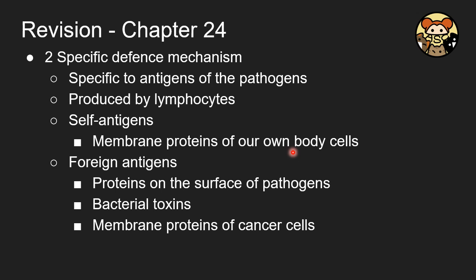So they are membrane proteins on our own body cell. That's why in your previous chapter, we talked about some proteins that appear on your membrane surface and they are for recognition. Similarly, the foreign antigens are also present on the pathogens or on the toxins or even on the cancer cell. So if we are able to distinguish your self-antigens and foreign antigens, then we can work on those foreign ones.